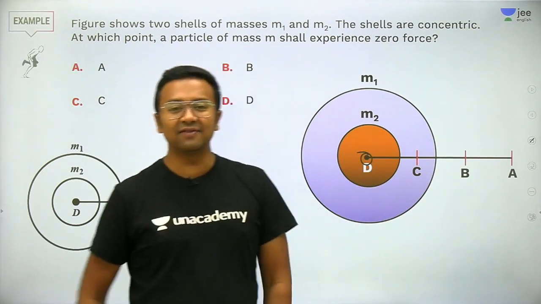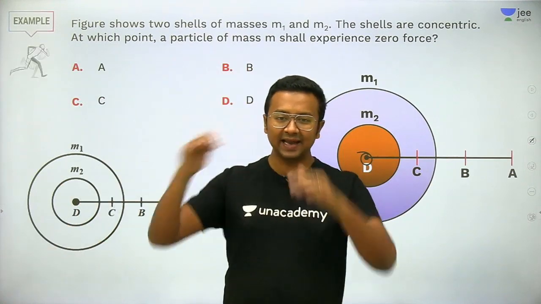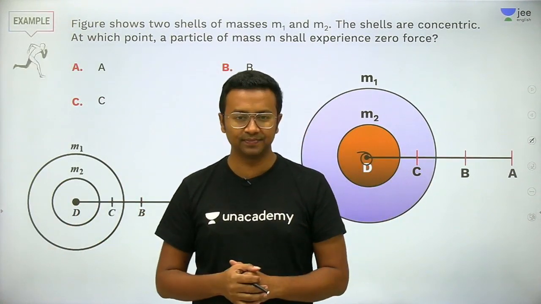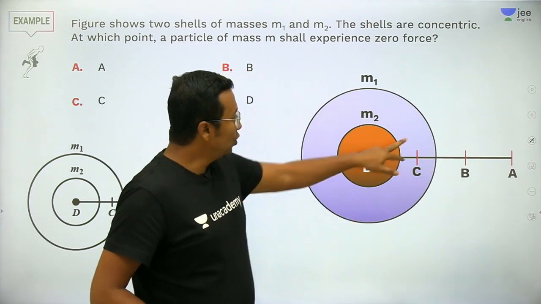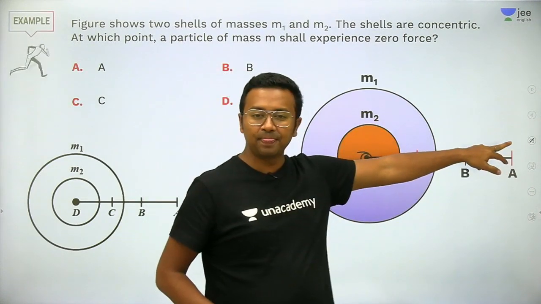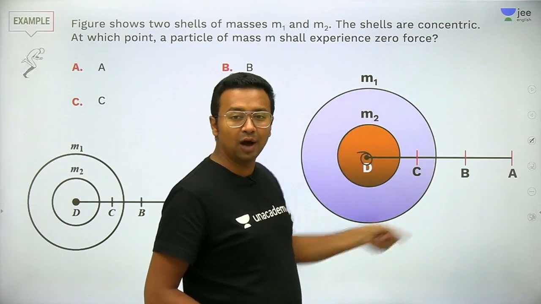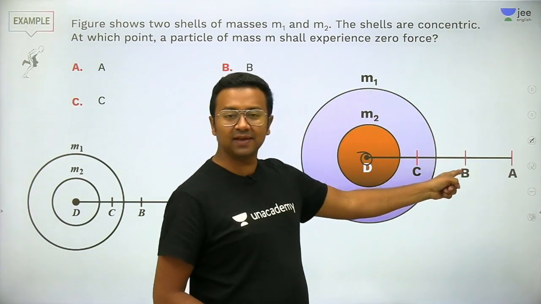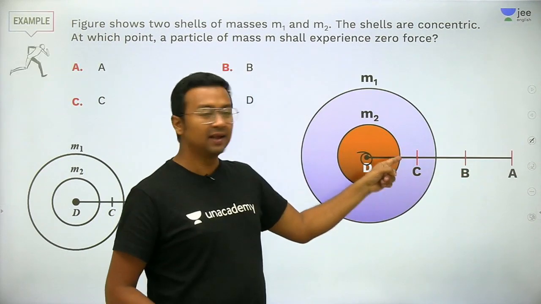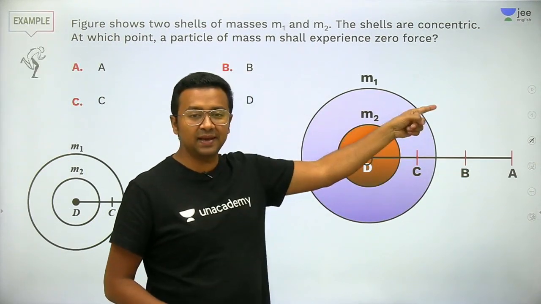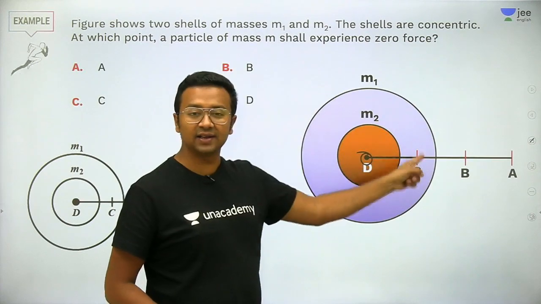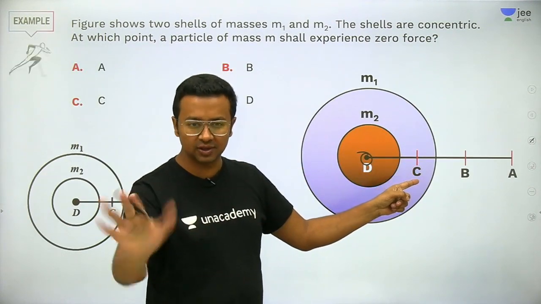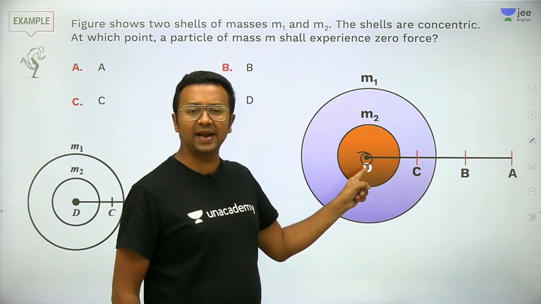Understand, very simple concept, the same as before: inside a concentric shell, field is actually equal to 0. So if I consider A, there will be field due to the outer sphere and also due to the inner sphere. Same thing with B. At C, the field due to the outer sphere will be 0, but due to the inner sphere, there will be some field. So if you put another mass, it is going to experience a force.